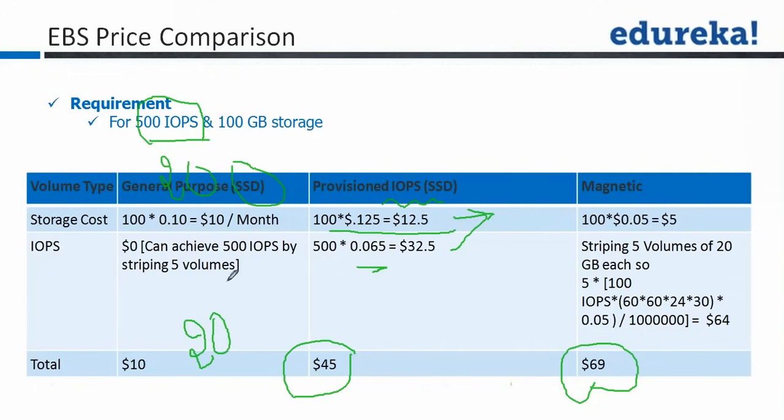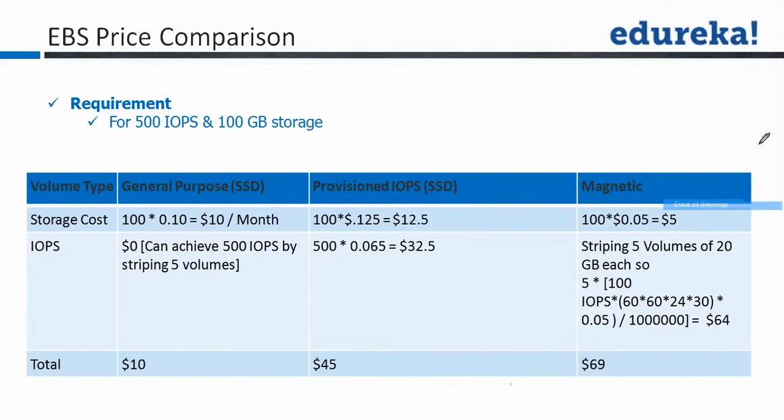So this way, when you need a little dedicated IOPS, either provisioned IOPS or general purpose would be a much better solution to use. You can do a rough math and provision the storage part over there. So this is about the 3 volume types available from EBS and how we can use them.